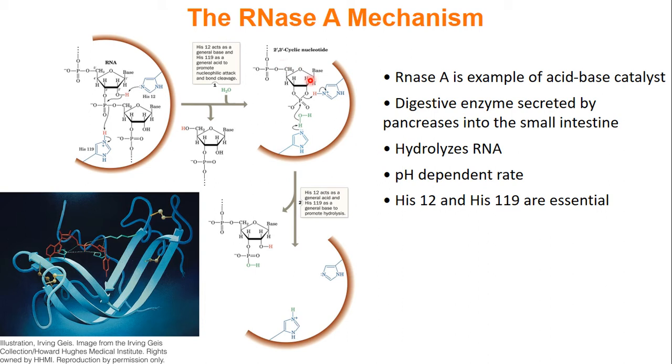You then have a cyclic nucleotide, so we need to get rid of that cyclic nucleotide, and we need to restore our enzyme back to the way it was in step 1. And so to do that, we bring in water. His119 will take a hydrogen from water to restore its acidic state. The OH of water will attack the phosphate, which will break this phosphate-oxygen bond at the 2' position. And the hydrogen that's on His12 will leave and attach back to the 2' oxygen. When that happens, you are restoring your enzyme, as shown here.